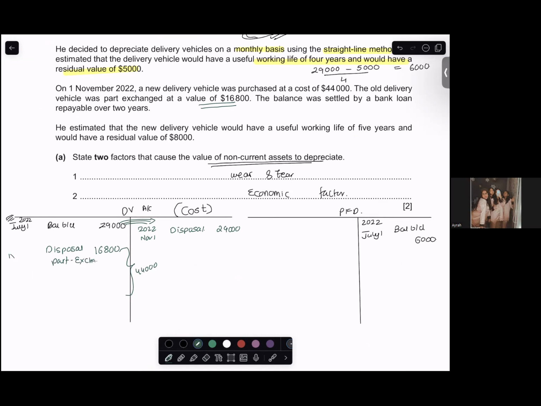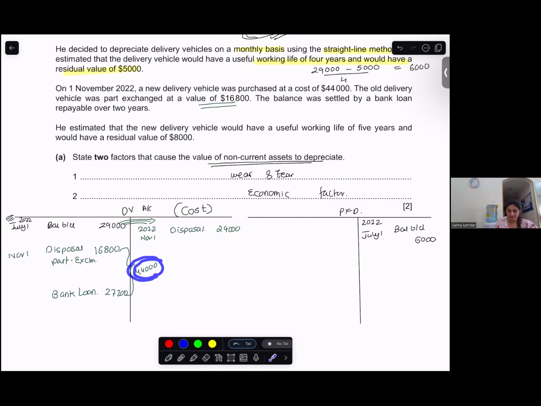Yes? And the balance is settled through a bank loan. So what is the balance? You had to pay for the new motor vehicle 44,000. So 44,000 minus 16,800. This is given in lieu of part exchange. Balance is 27,200.